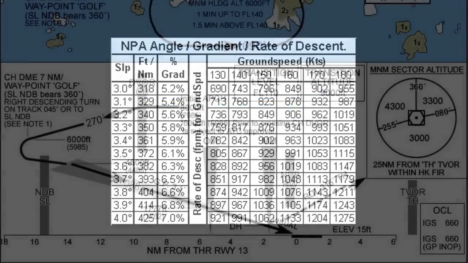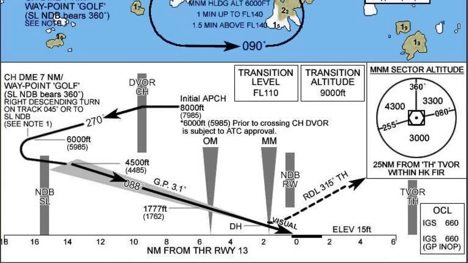One more thing to remember about approaches that have glide slopes is that the point where we intercept our glide slope at our given altitude, in this case 4,500 feet, that is our final approach fix. Of course, we know that at our final approach fix, we're going to lower our landing gear and do the pre-landing checklist. There are a few more things we need to note about the ILS-13 Kai Tak approach.